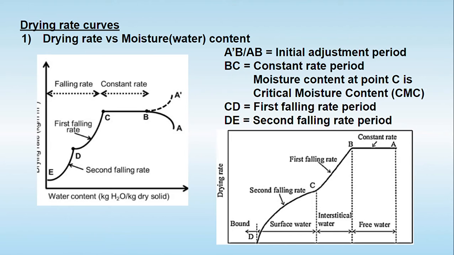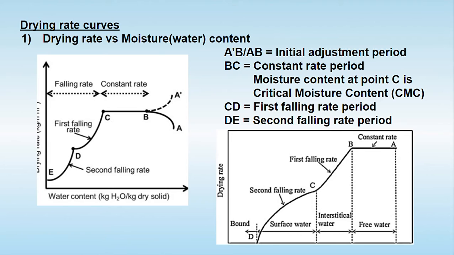Now let's try to understand the other graph I have shown over here. What is exactly happening? During the constant rate period, the free moisture or the free water is going to be removed. That is the constant rate period, which is denoted here by A to B instead of B to C.